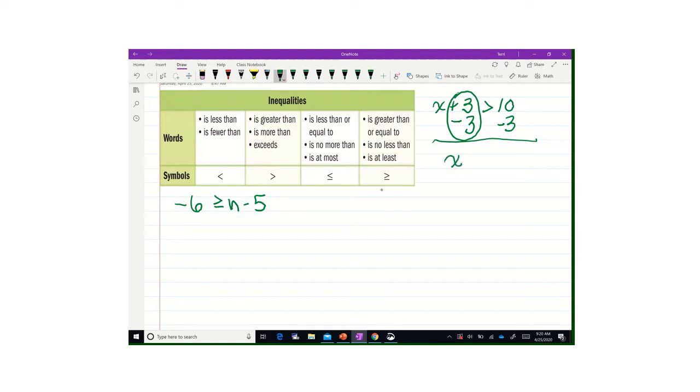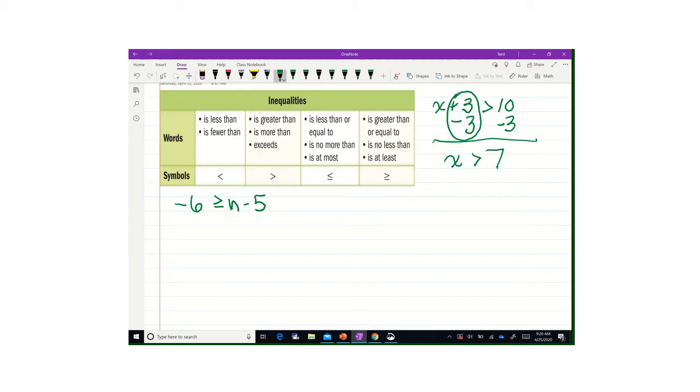Now we no longer have an equal sign, but we have a is greater than sign. And then 10 minus 3 is 7. So my answer is x is greater than 7, which means that all numbers larger than 7 are really answers to this inequality.